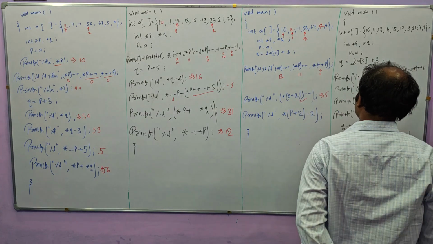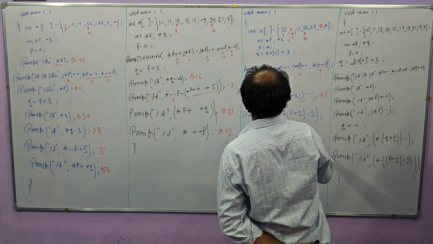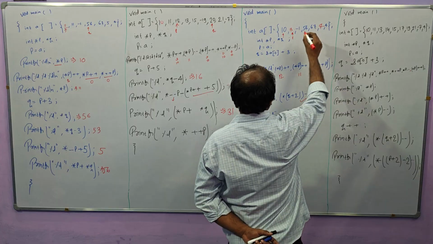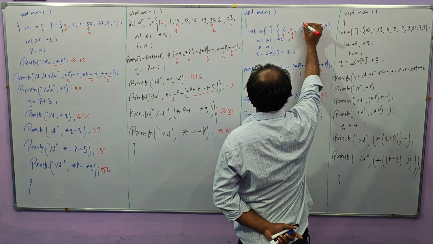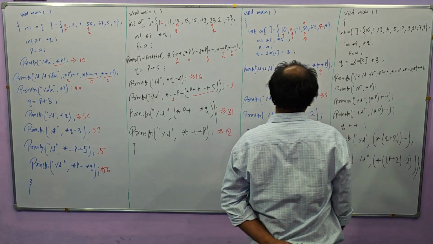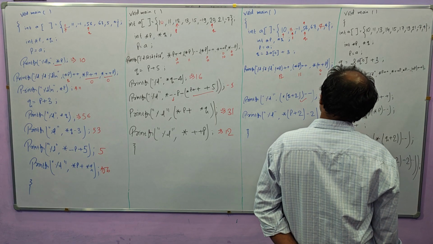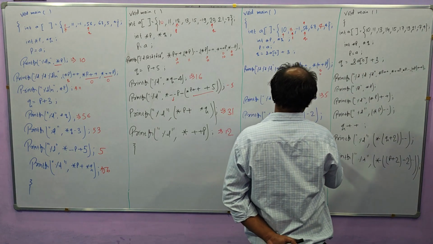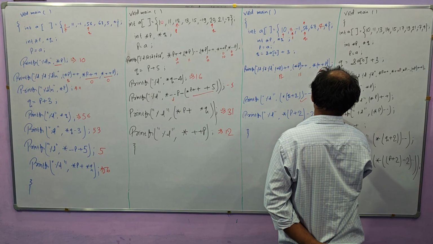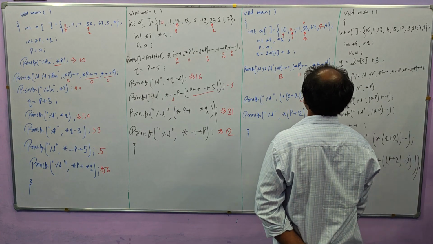Now p plus 2. p moves 2 units, that means p is pointing to this, and *(p plus 2) gives 54.